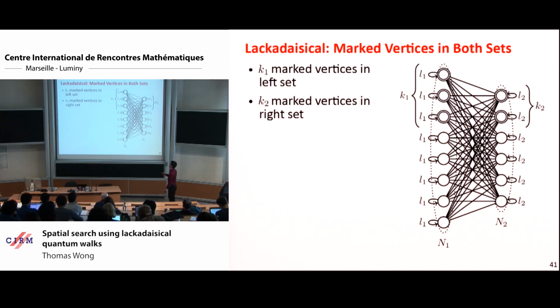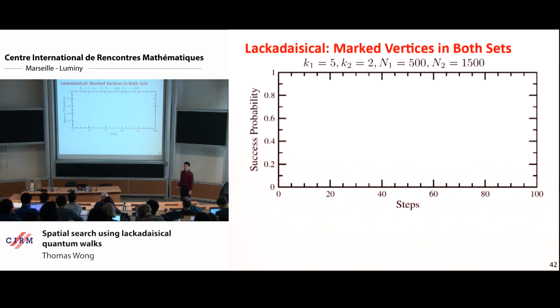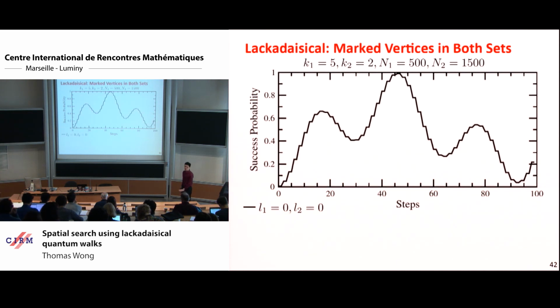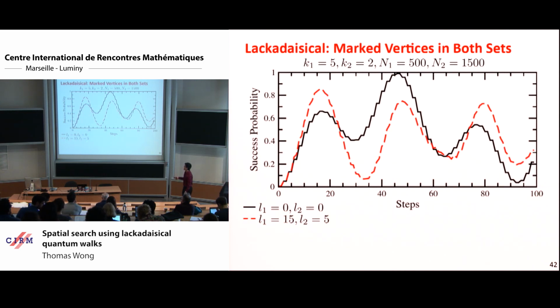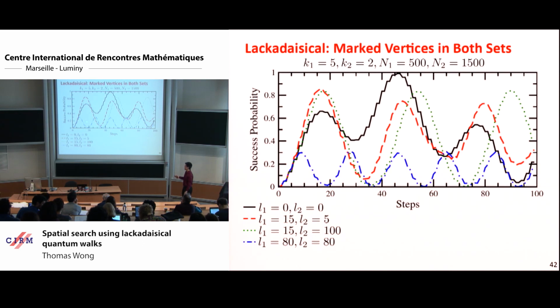All right. So now mark vertices in both sets, K1 in the left, K2 in the right. So with these values, let's just pick different values of laziness. With no laziness, this is what you would get. Looks a little crazy now because there's marked vertices in both sets, so they might not add up nicely. If you make it lazy now with, say, L1 is 15, L2 is 5, you do get some improvement here. With L1 is 15 and L2 is 100, it's pretty similar to that. If L1 is 80 and L2 is also 80, you get something that's not very good. If you look at these, it's kind of hard to compare these, because even this black curve reaches 1 over here. Should we use that peak or should we use this peak? How do you compare these, right?